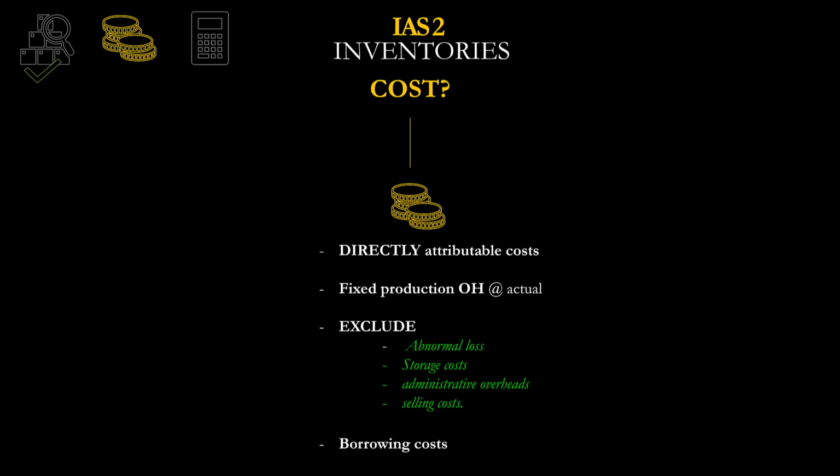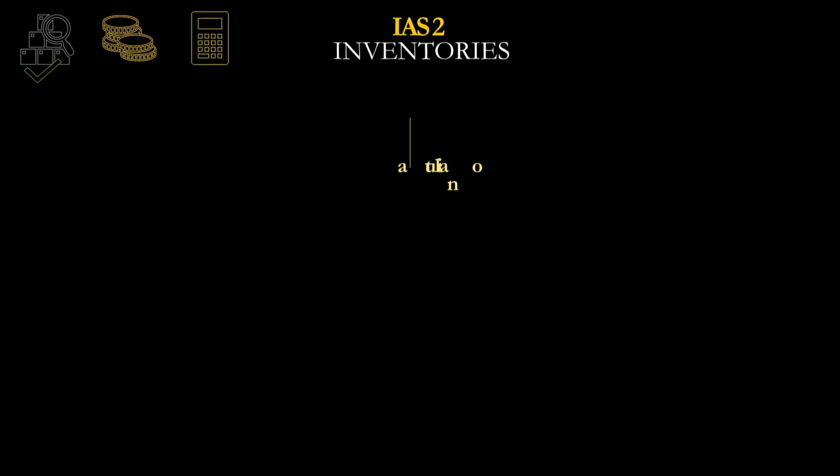But next one is the borrowing cost. What about the borrowing cost? Borrowing costs may also be capitalized in certain situations, i.e. they are added as part of the cost of the inventories if it takes a significant amount of time to prepare for their intended use or sale. For example, raw material or supplies are bought or made and kept for a long period of time before they are used in the manufacturing or to be sold.